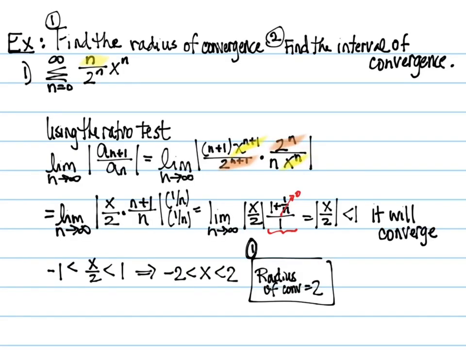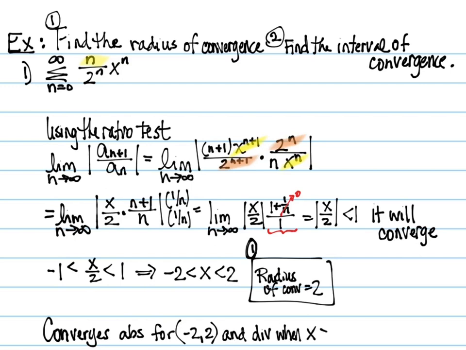Actually, let me make one more statement before I do that. I said this out loud, I just didn't write it down. So this converges absolutely for negative 2 to 2. We just don't know what happens on the endpoints yet, whether it still converges or whether it diverges. Sorry about that. So it diverges outside the intervals, but what happens at those endpoints themselves?